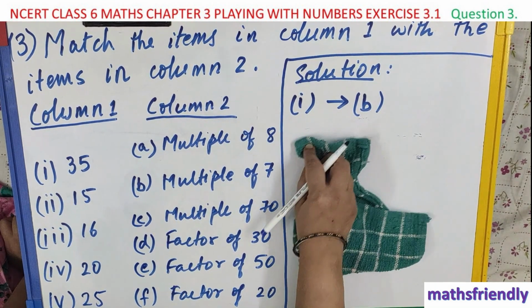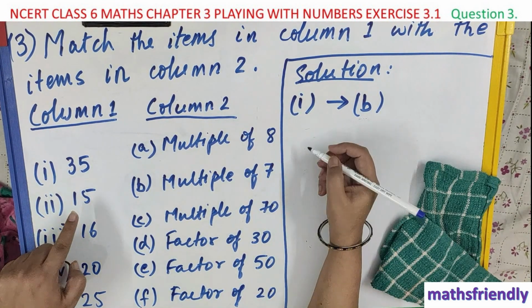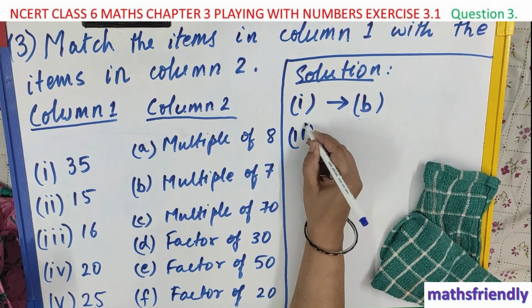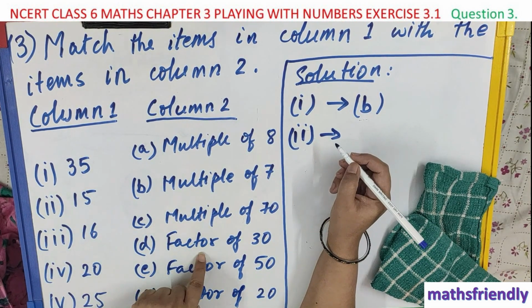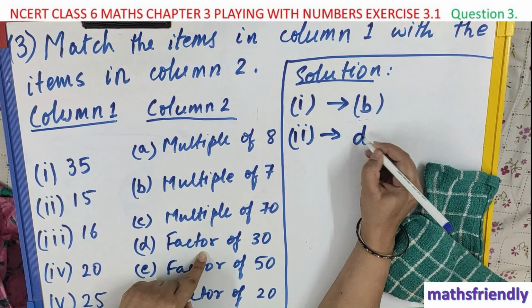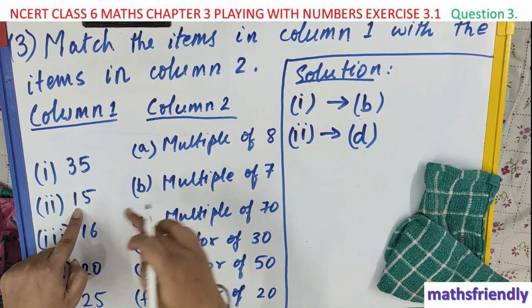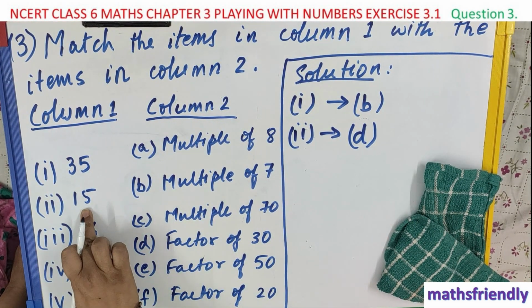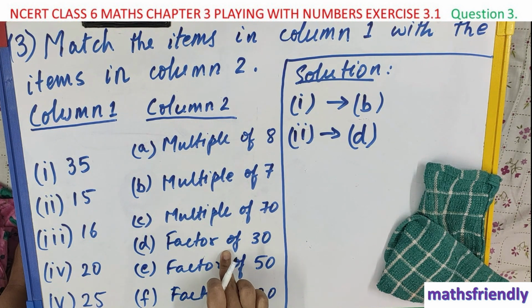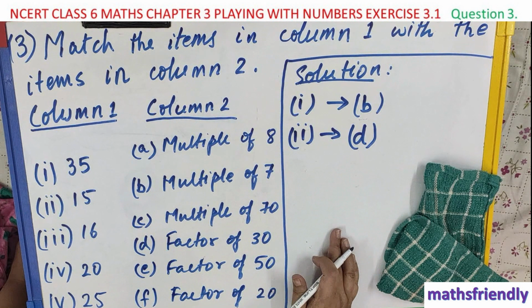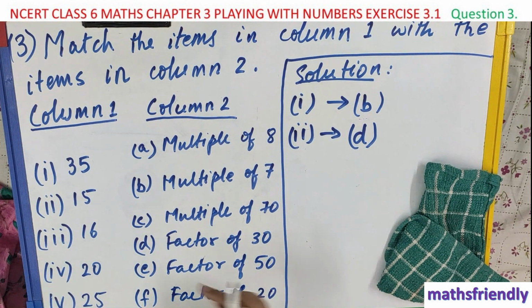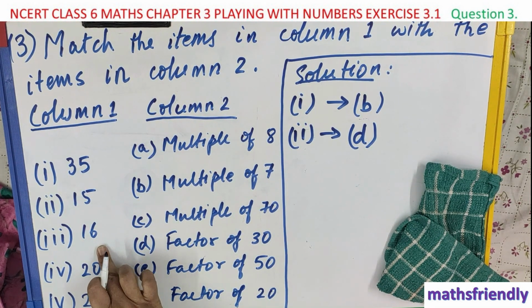So what can we write? We can write it as 2 matches with option D. See, the item in column 1 matches with the item in column 2. 15 is a factor of 30. Understood?